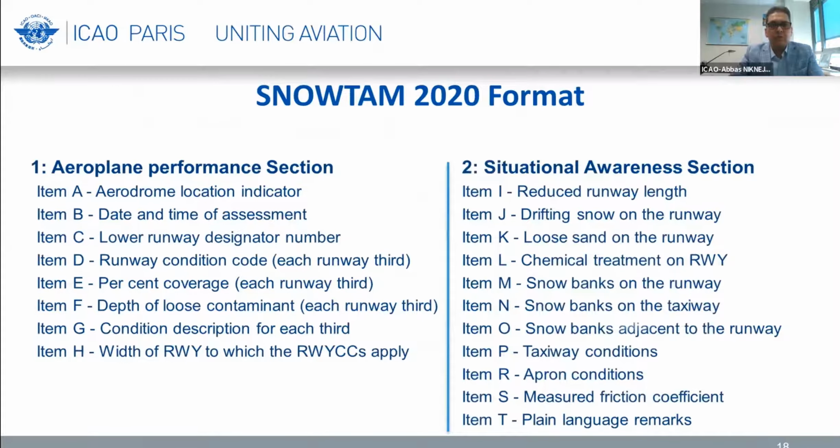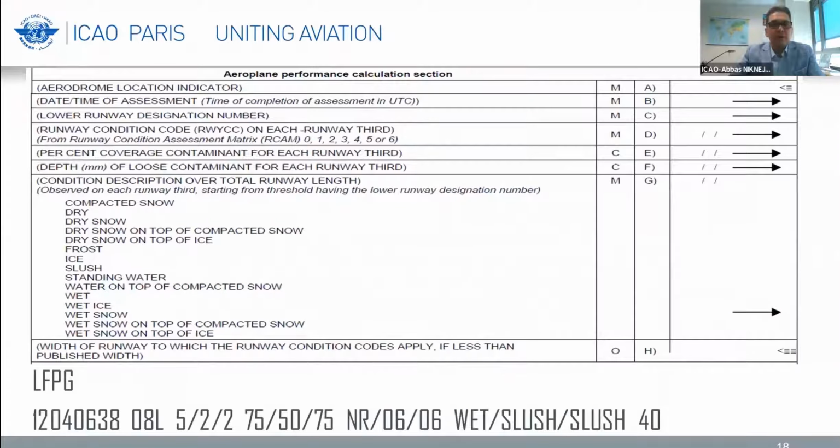And the second section is the situational awareness section, items I to T. The aeroplane performance section is the part which is very important for the operators because these elements are related to aeroplane performance, and they would be criteria for taking the decision for operation on the runway. The second part, situational awareness, is not directly linked to the aeroplane performance, but it will provide additional information to pilots and to airlines to get more situational awareness on the airport.